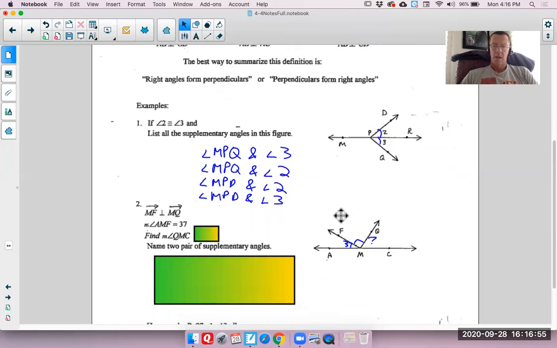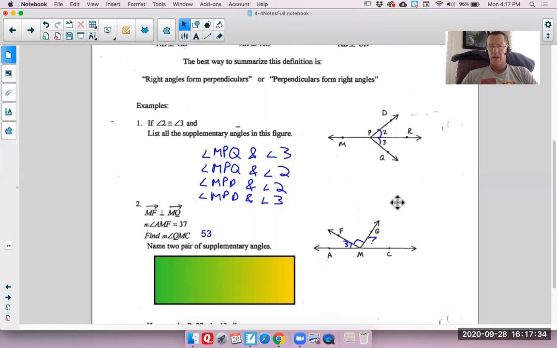And then vice versa with this upper MPD with 2, MPD with 3. All right, we have ray MF perpendicular to ray MQ. If the measure of AMF is 37, find the measure of QMC. Think about how you would go about doing that. Give it a shot. Well, we know from perpendicular that this is a right angle, so we can put our little box in there, which means 90 degrees. If that's 90 and that's 37, the whole side of this line is how much? 180. Then this just needs to be 180 minus 90 minus 37, which is 53.